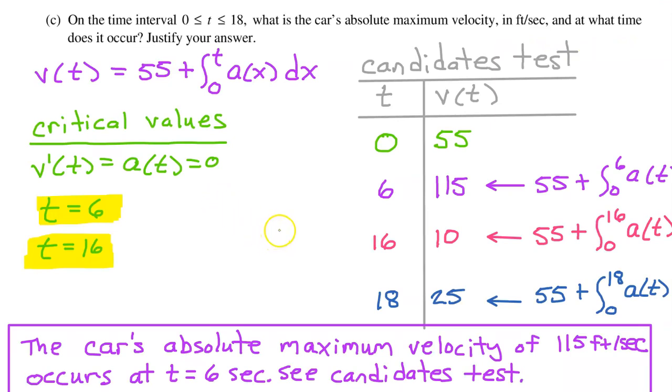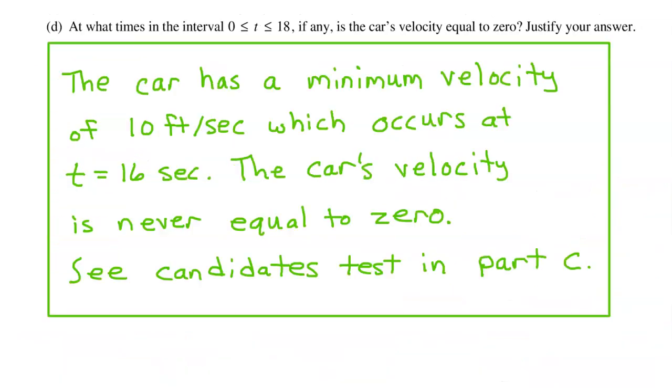We really answered this question in Part C. Our candidates test shows the absolute maximum velocity, but it also shows the absolute minimum velocity of 10 feet per second at time t equals 16. So, since the minimum velocity is 10, then the car never reaches a velocity of 0. The car has a minimum velocity of 10 feet per second, which occurs at t equals 16 seconds. The car's velocity is never equal to 0. See candidate's test in Part C.